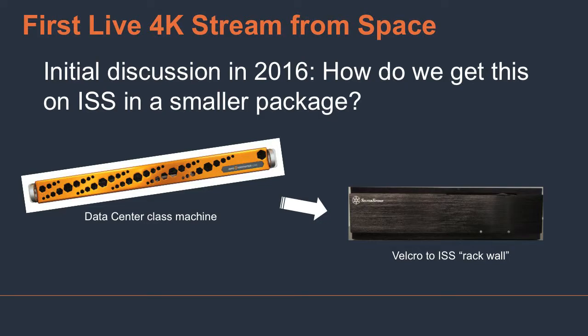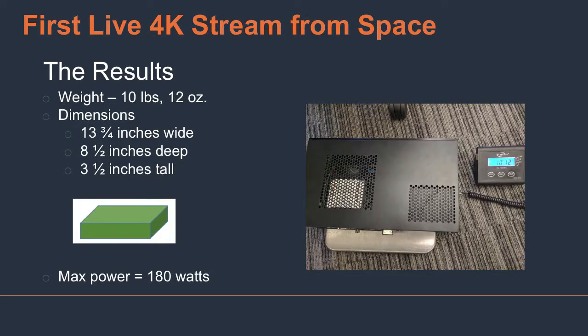Like I mentioned, we did have to take essentially our data center class machine and shrink it down to a much smaller form factor and less power consuming version of that encoder. What our engineering team in Portland, Oregon came up with was this 180 watt version that was about 10 pounds, 12 ounces, and that's what's sitting in the space station right now.